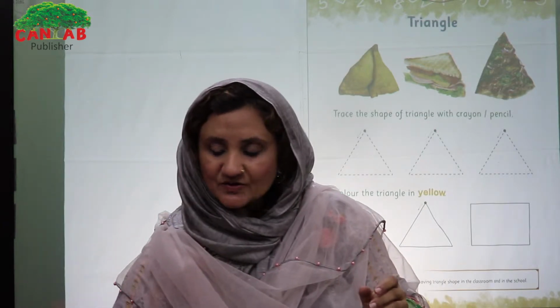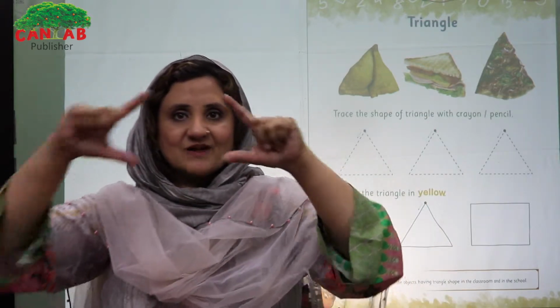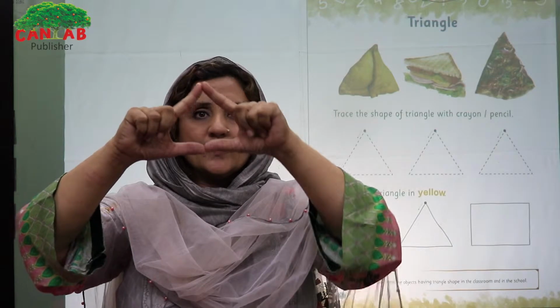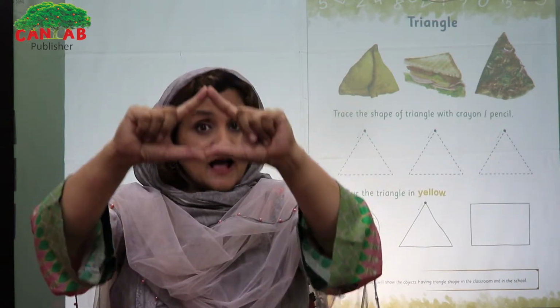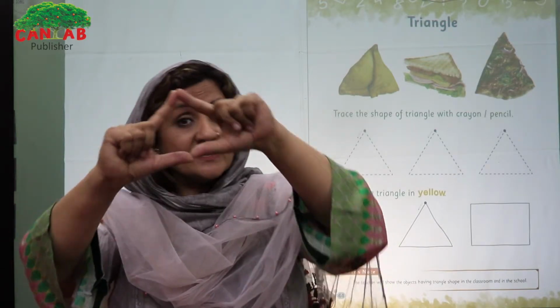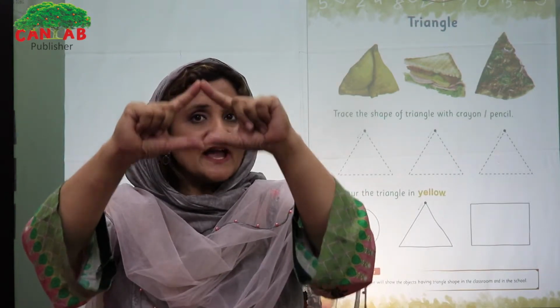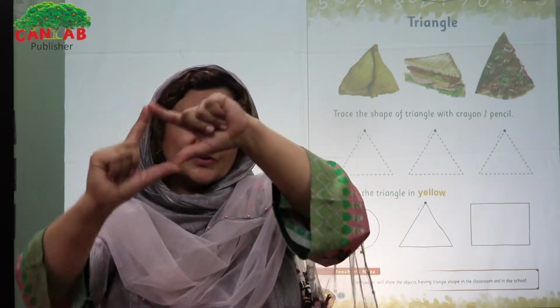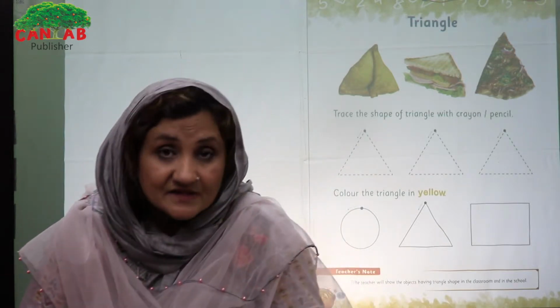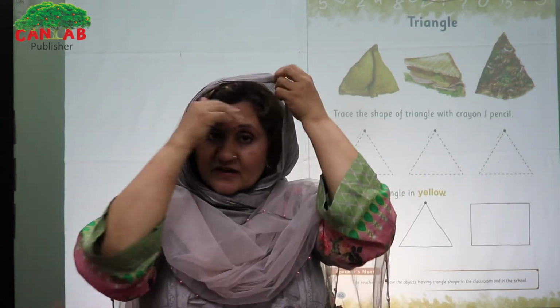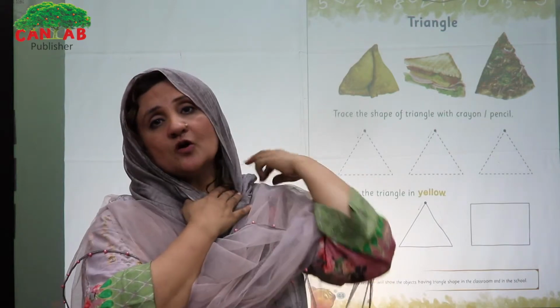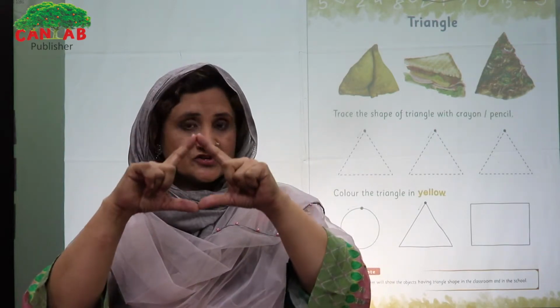After this, show them a triangle by using your hand. I am a triangle. I am having 3 sides. Ask them, encourage them to look around themselves and try to find out the objects having triangular shapes.